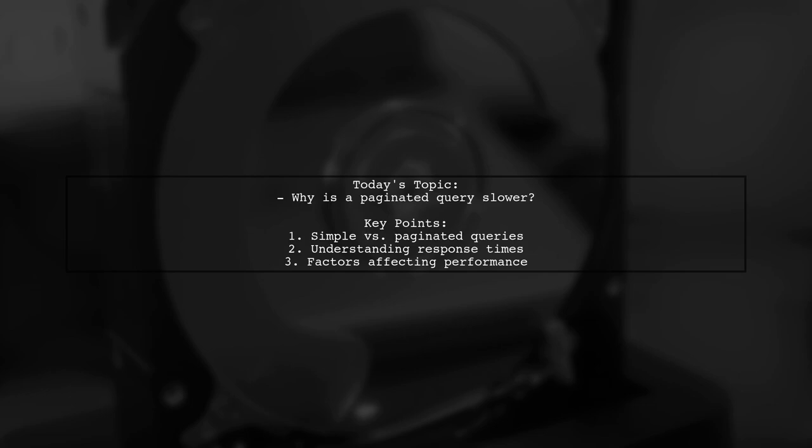Today, we're tackling an intriguing question that many developers encounter. Why is a paginated query slower than a plain one with Spring data? Our viewer has a simple query that returns 7,000 records in just 700 milliseconds. However, when they switch to a paginated query that only retrieves 10 records, the response time jumps to 1,080 milliseconds. They also notice that increasing the page size to 1,900 doesn't change the response time. Let's dive into this puzzling scenario and uncover the reasons behind these performance differences.